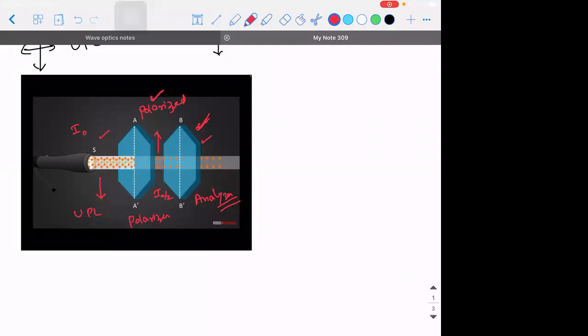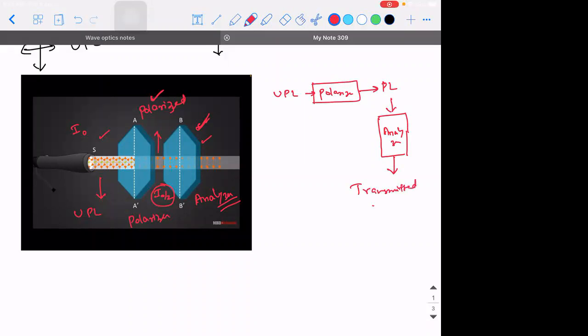Right. So this is called the intensity of unpolarized light passing through a polarizer. Then you will have polarized light. Then the polarized light is passed through another device called an analyzer, and the one which is coming out of this is called the transmitted light.